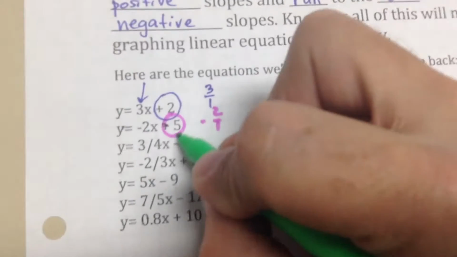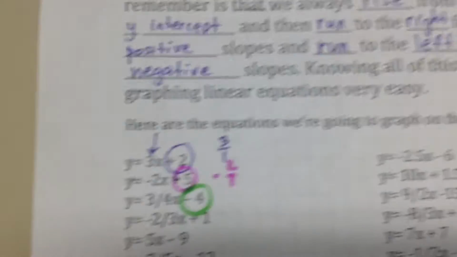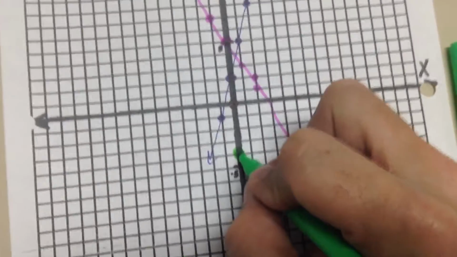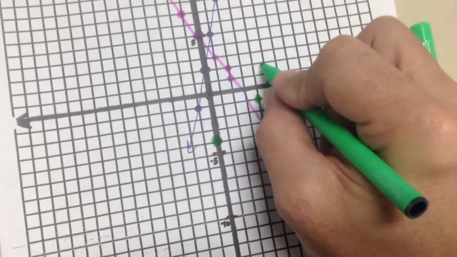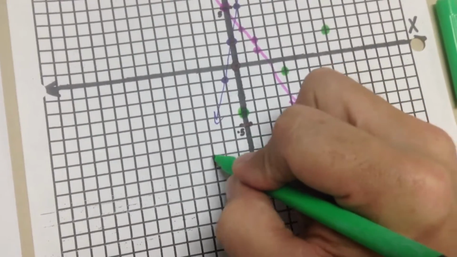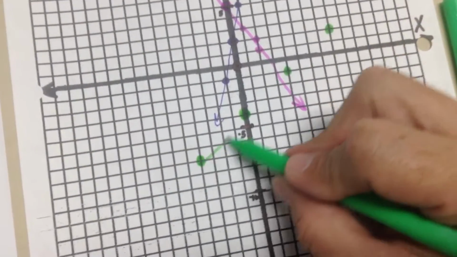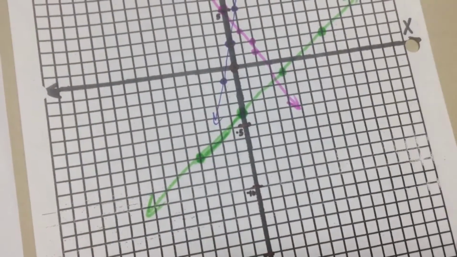Okay? The third one, 3/4 x minus 4. Again, the minus 4 is our starting point. So we come over here to the graph. Our first point is at negative 4. Our slope is 3/4, so that means rise 3 and run 4. So 1, 2, 3 up, 1, 2, 3, 4 over. If I want to do a point backwards, I just do the opposite. So 1, 2, 3 down, 1, 2, 3, 4 over. And that's my line that goes through there.